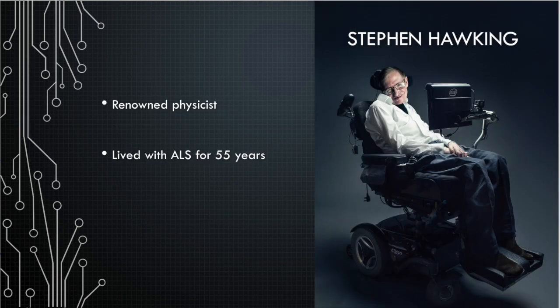Another individual affected by amyotrophic lateral sclerosis was Stephen Hawking. Stephen Hawking, a renowned theoretical physicist, was one of the few individuals that suffered from ALS but managed to live decades with the disease. He was diagnosed with ALS at only 21 years old and lost his battle to amyotrophic lateral sclerosis in 2018 at the age of 76.